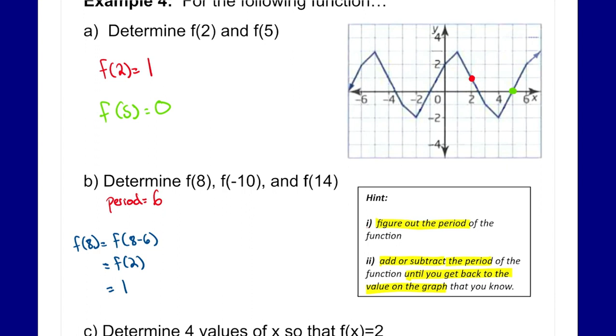Now f at negative 10, I don't want to subtract the period. So I'm going to have to do f at negative 10 plus 6, right? Because I'm going to move 1 period to the right, so to speak. And that'll be f at negative 4. And if I go to my graph at negative 4, maybe let's change the colors here. We'll do kind of a pink. So f at negative 4 is 1.